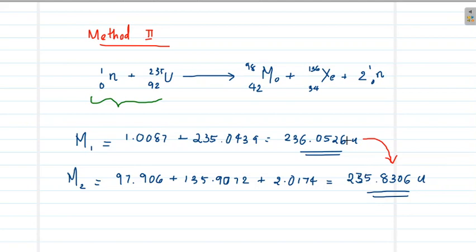Mass is getting decreased. So if you calculate the difference in mass, it is equal to M1 minus M2. So the difference in mass is equal to 0.2220 U. And this is the difference in mass when a fission of uranium-235 is happening.